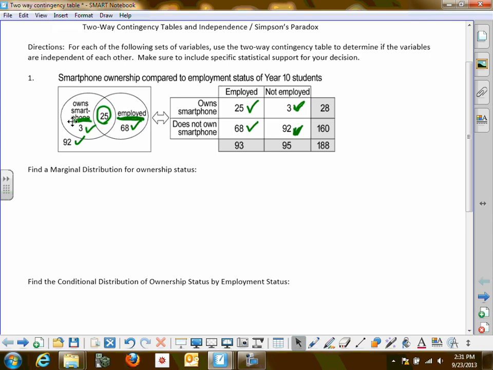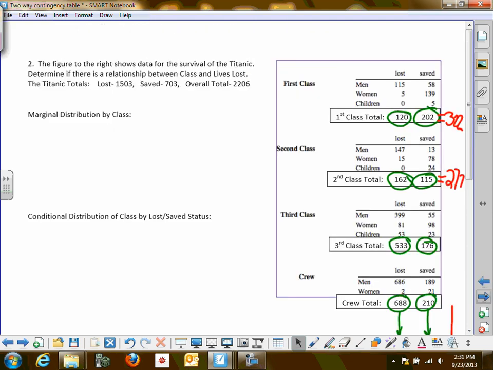Okay. So what you will do for this is it says find the marginal distribution for ownership status. Which way are you going to be doing your numbers if you're doing for ownership status? Top to bottom. Okay, so if you do this overall, top to bottom, how are you going to do the conditional? Top to bottom. And then you will be comparing ownership status to owns to not owns to not owns.